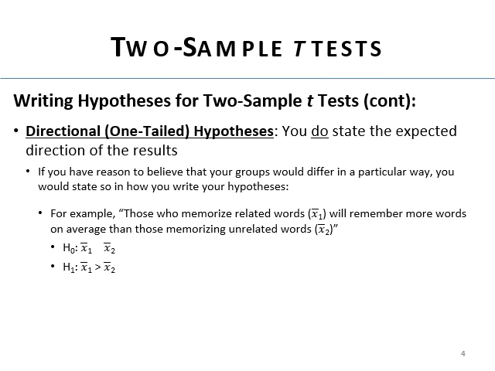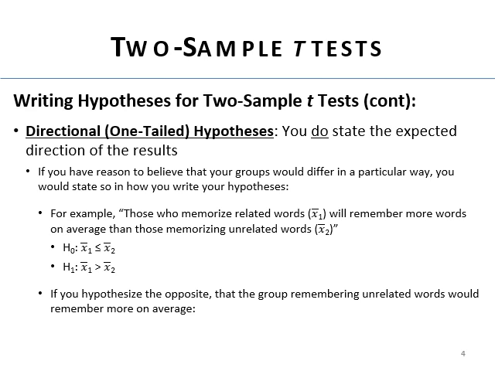So where are you wrong? That's what goes in your null. You are wrong if the mean words remembered is lower than those remembering unrelated words, or there's no difference at all. So how do you say where you'd be wrong? Well, you'd be wrong if x bar 1 is less than, or if they're equal to. That's how you write it. So you could have hypothesized the opposite.